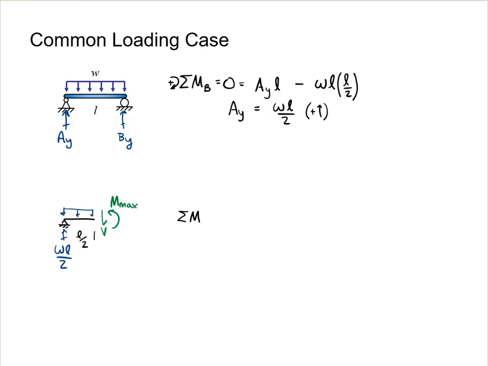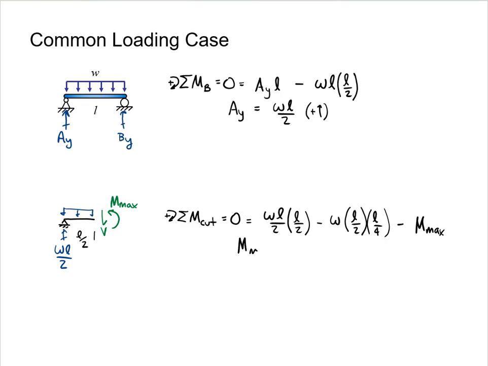Summing moments about the cut, we have a positive contribution from AY acting through L over 2, a negative contribution from the distributed load, which acts through L over 4, and a negative contribution from M at the cut. When we solve for the maximum moment, we get omega L squared over 8. That is a formula worth memorizing.